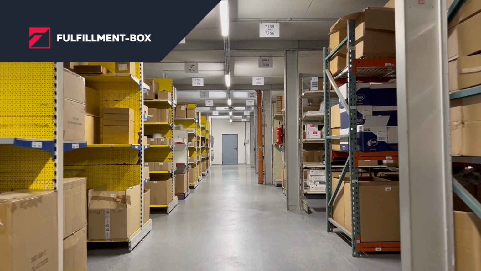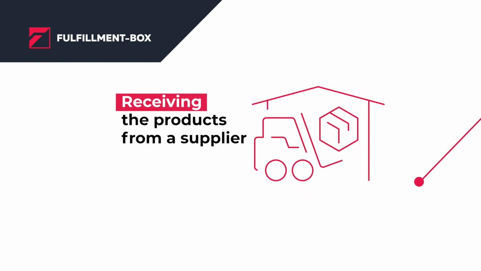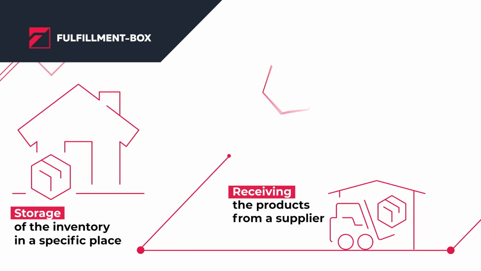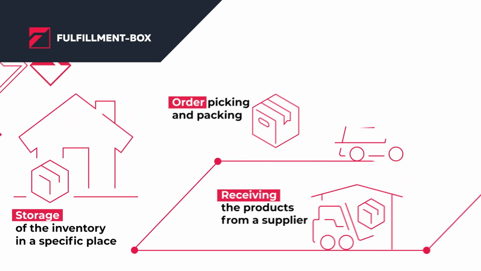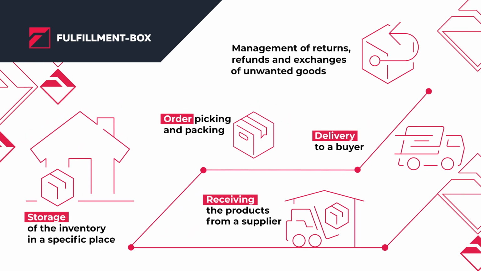The e-commerce order fulfillment process consists of 5 main phases. Receiving the products from a supplier, storage of the inventory in a specific place, order picking and packing, delivery to a buyer, management of returns, refunds and exchanges of unwanted goods.